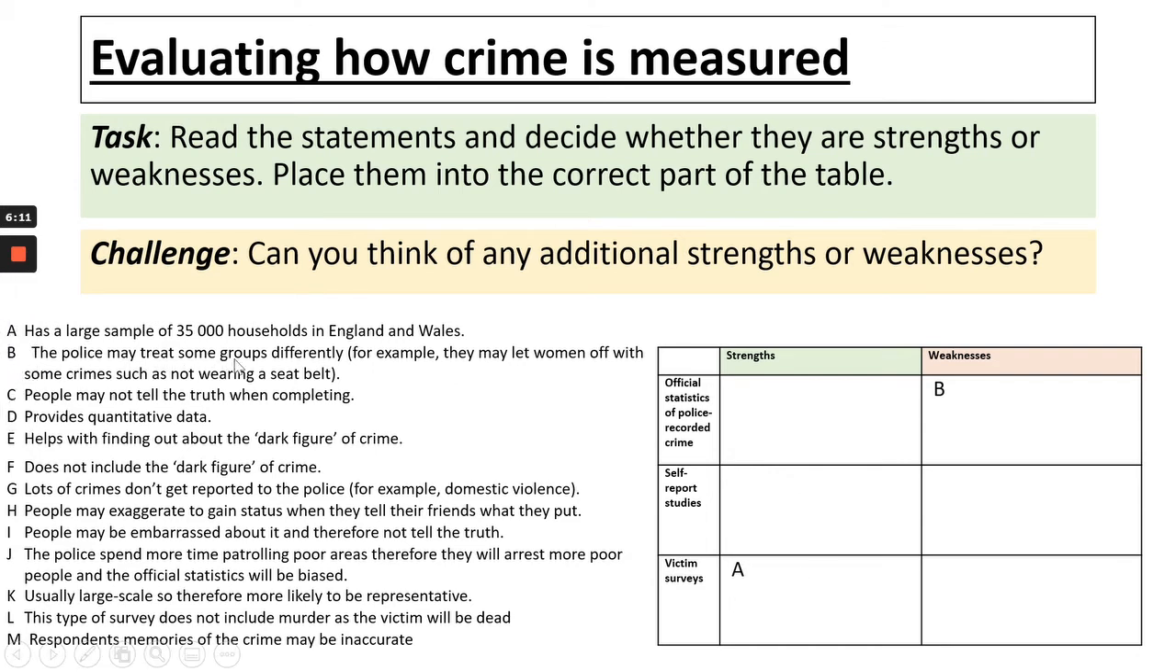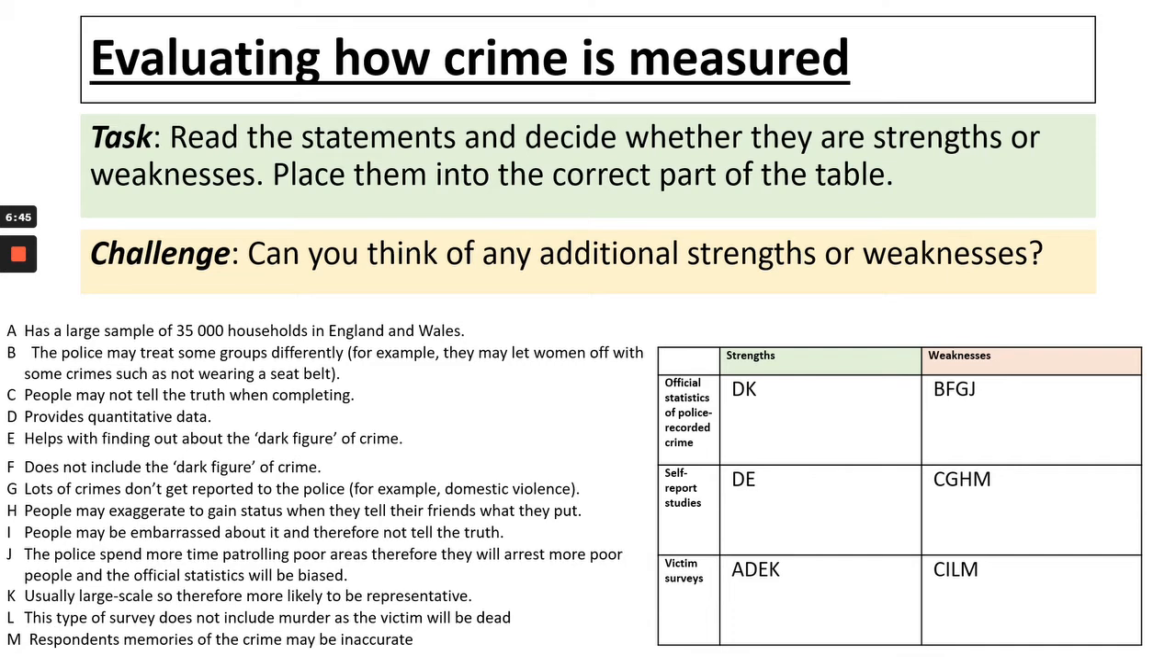For B, the police may treat some groups differently. For example, they may let women off with some crimes, such as not wearing a seatbelt. We can put that in weakness of official statistics, because if the police don't record some crimes because they treat people differently, perhaps they're more lenient with certain groups, that's definitely a weakness, because it's never going to appear in the official statistics if the police don't record the crime. So have a go at doing all of those. Some of them are quite obvious, some of them are a bit tricky. Once you've done, change the slide because the answers are on the next slide.